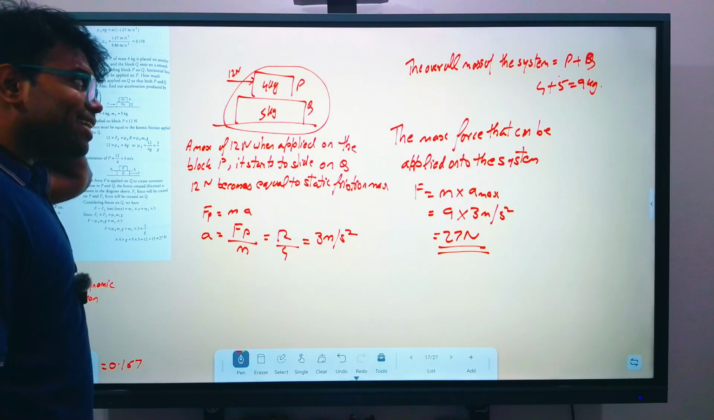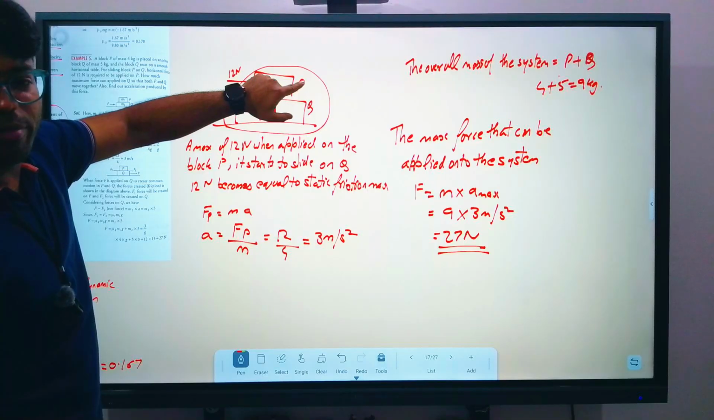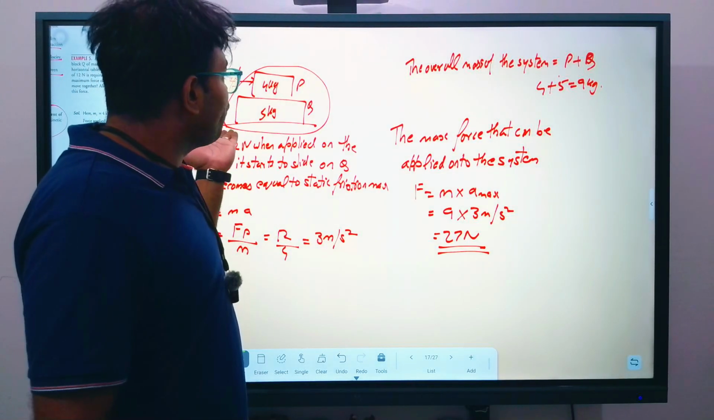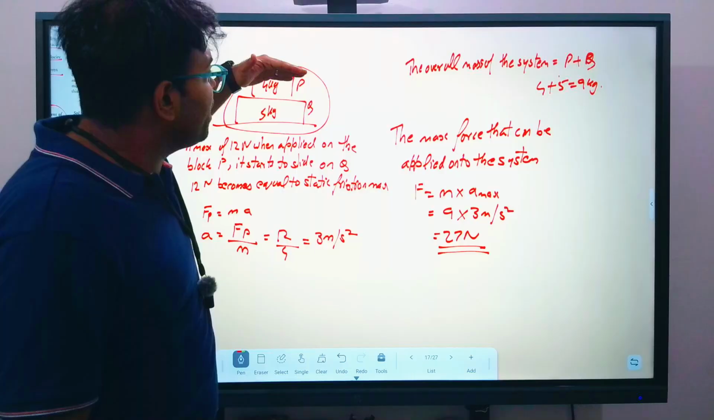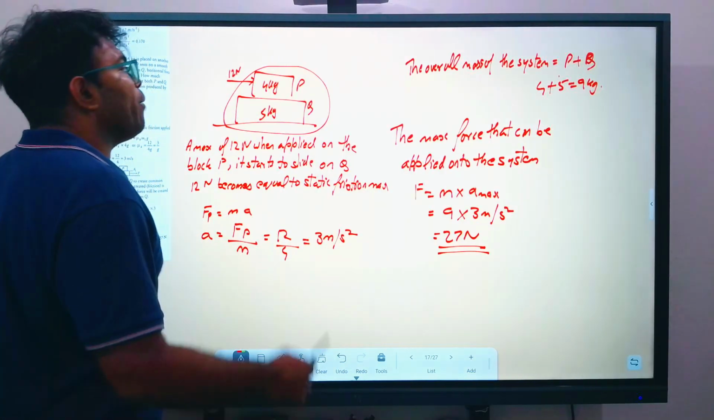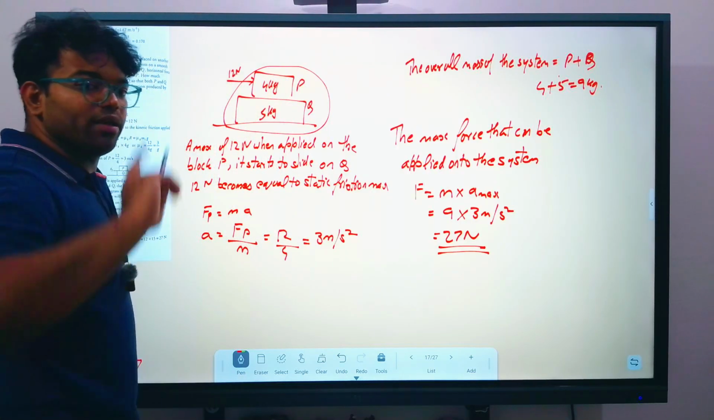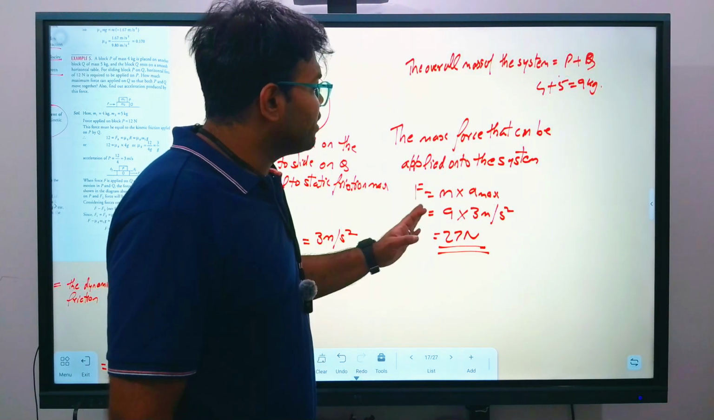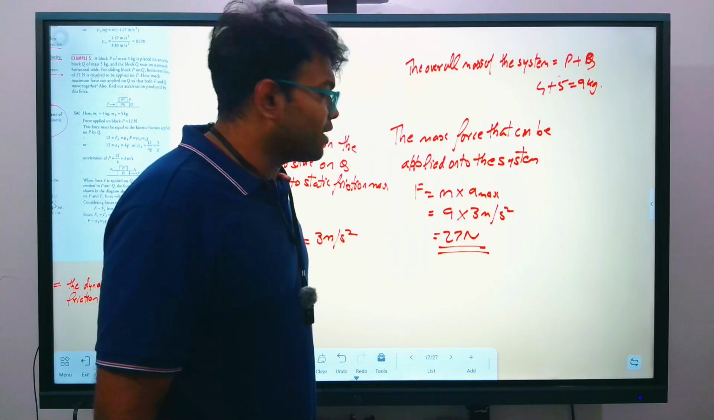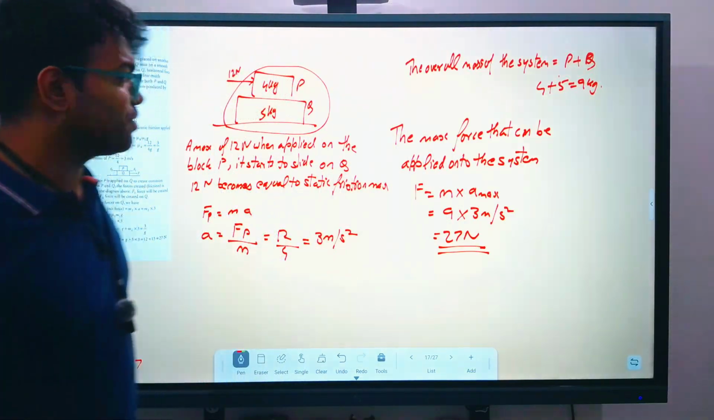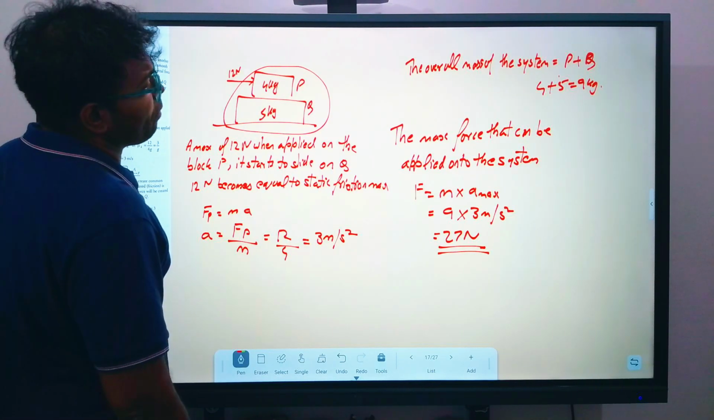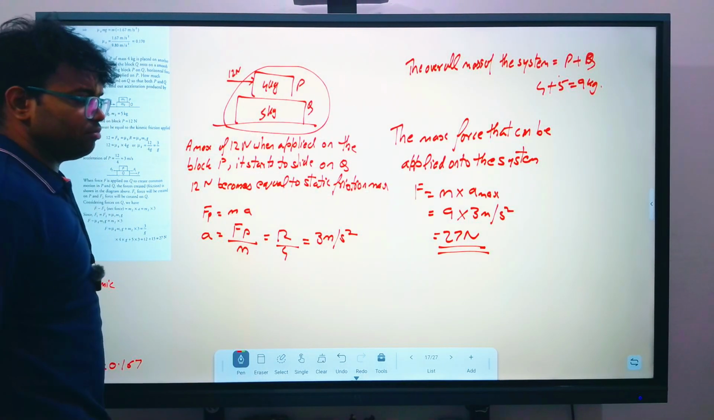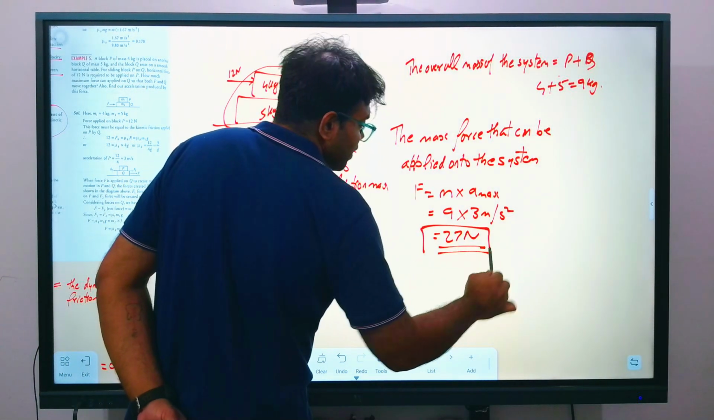Now, the acceleration that is being applied onto P is 3 meters per second squared. Since there is no friction between Q and the surface, this 3 meters per second squared acceleration is applied onto the whole system as one. So force is equal to mass times maximum acceleration, which is 9 multiplied by 3, equal to 27 newtons. So the maximum force that can be applied without P falling off Q is 27 newtons. Clear?